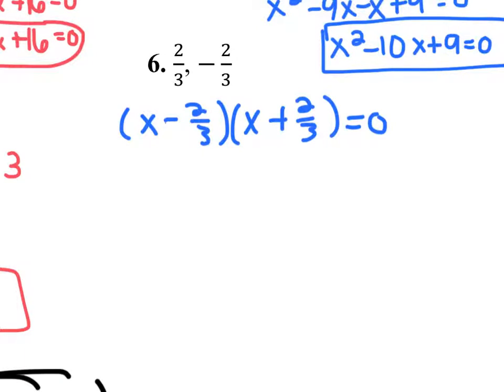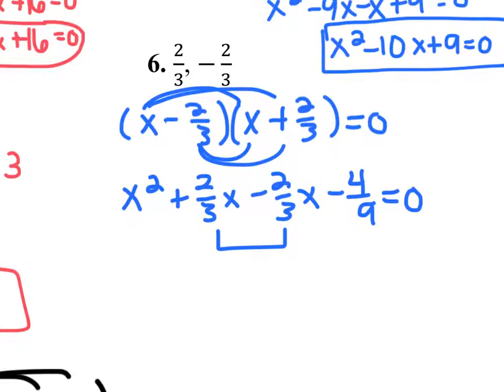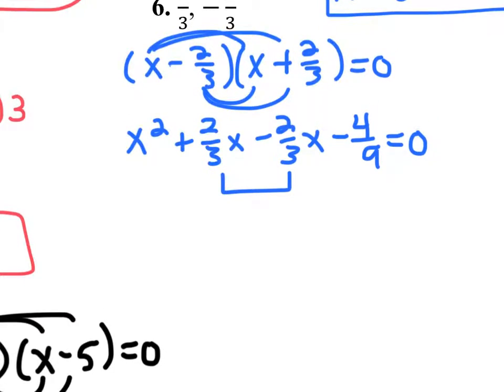So let's just go ahead and multiply this out. So x times x is x squared. x times 2/3 is 2/3 x. Negative 2/3 x. And then negative 2/3 times 2/3 is negative 4/9 equals 0. Nice things. Let's go ahead and combine like terms here because they go away. So x squared minus 4/9 equals 0.